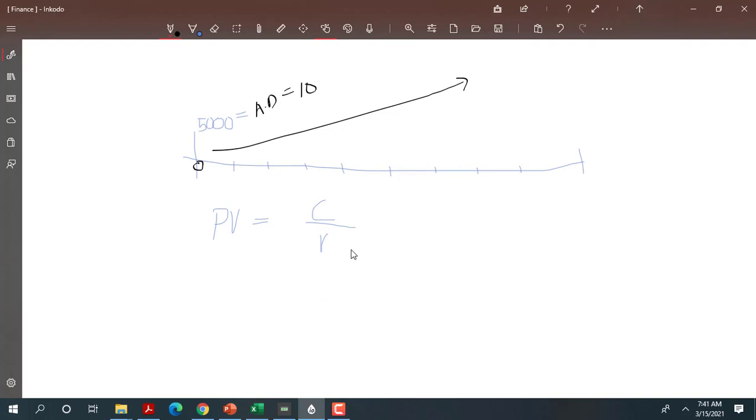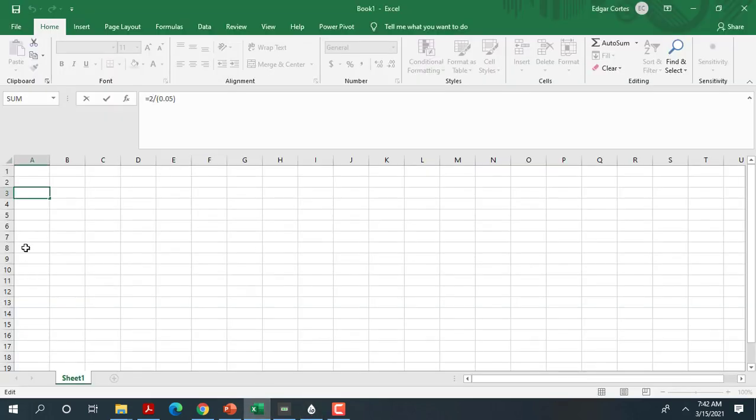So what would be our PV? We will have here 10 over, let's say, the interest rate, the average interest rate, for example, let's say R equals 10%. So that's 0.10. If I'm going to use a spreadsheet, here this is 10, and the interest rate is 10%. Yep, we assume that's 10%.